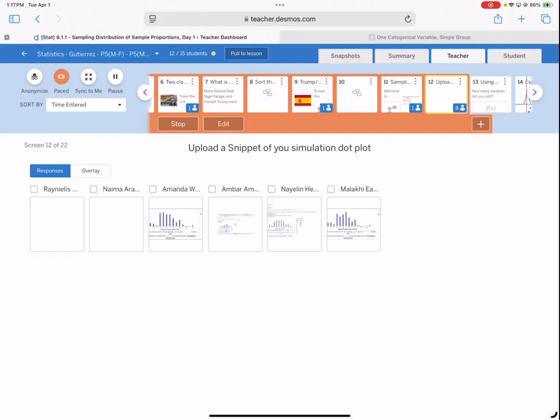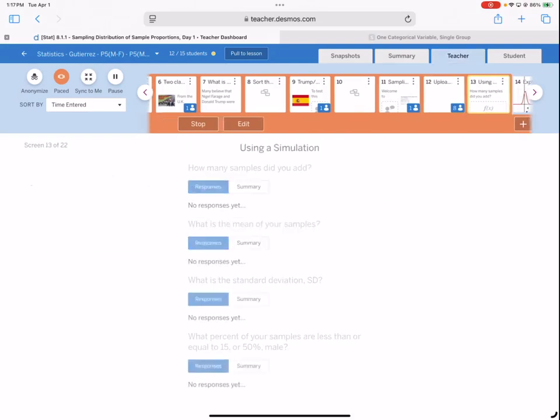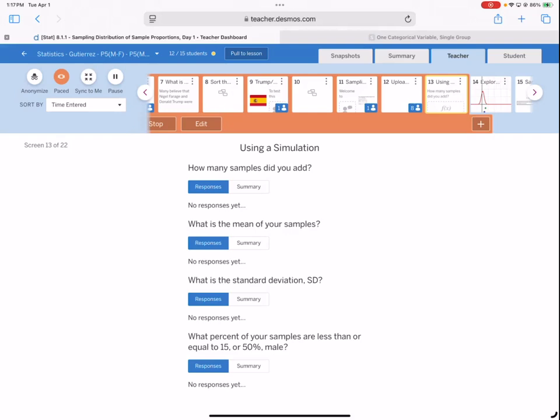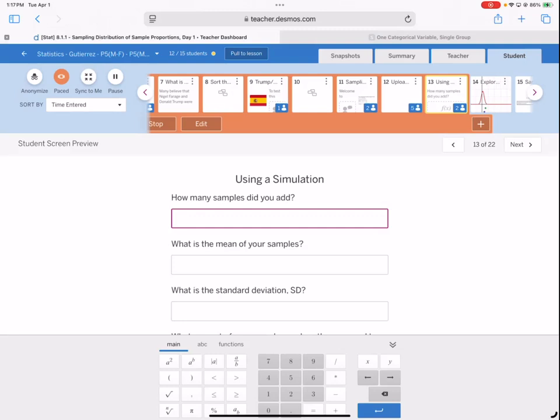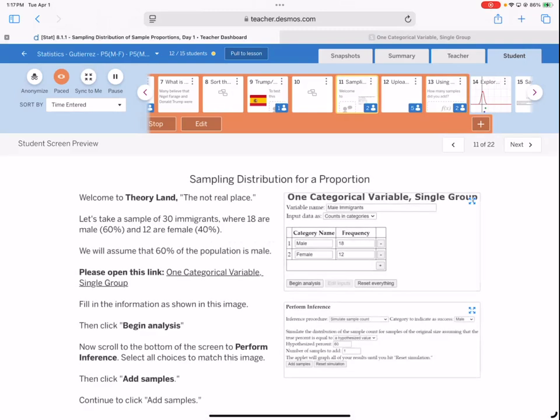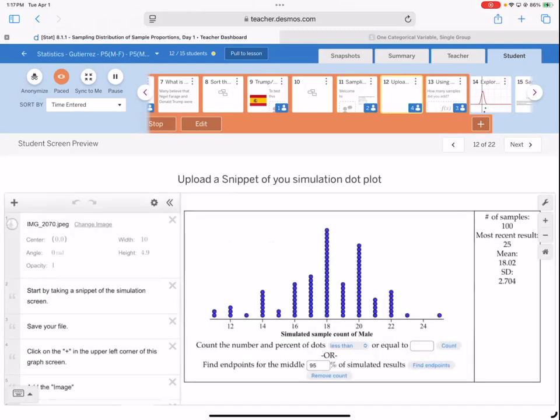Now looking at all everybody's images here, you should notice that they're all looking somewhat normal. So here's my next question. I just opened up slide 13. If you followed me, how many samples did you add? How do we answer that question? How many samples did I add? I added 100. You look at this number in the top right corner. That's how many samples you added.